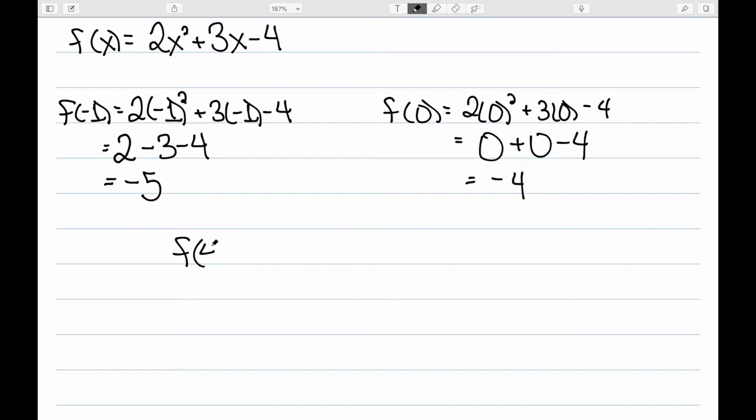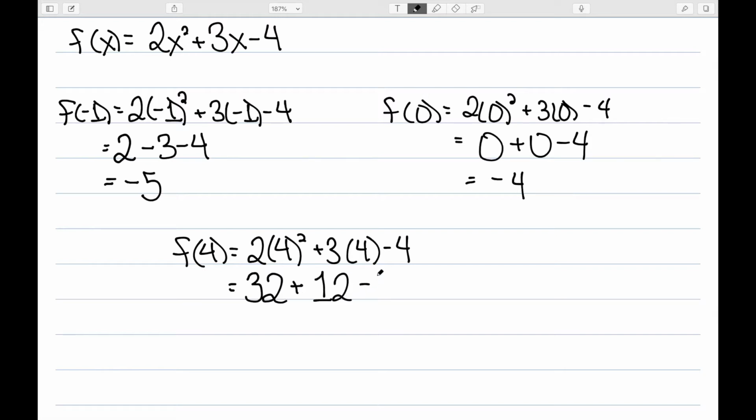For something like f of 4, I have 2 times 4 squared plus 3 times 4 minus 4, since I want to change all the x's to 4s. 4 squared is 16, times 2 is 32. 3 times 4 is 12, minus 4. That would be equal to 40.